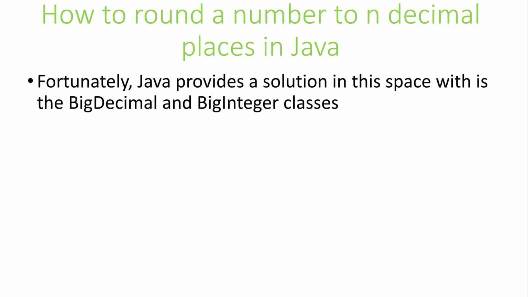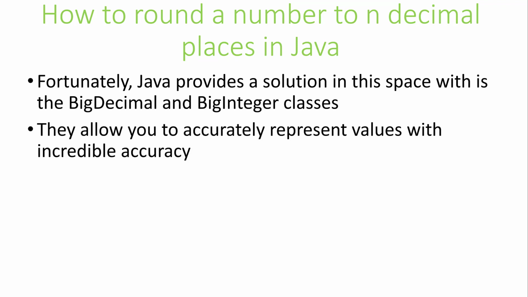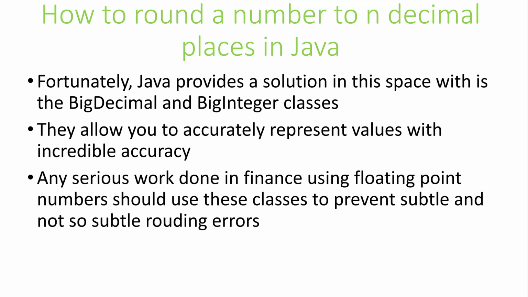Fortunately, Java solves this problem for us by providing us with an alternative. The BigDecimal and BigInteger classes are incredibly accurate. Any application that is performing financial calculations should use these classes to prevent the introduction of seriously inaccurate results in any numerical operations performed by the application.